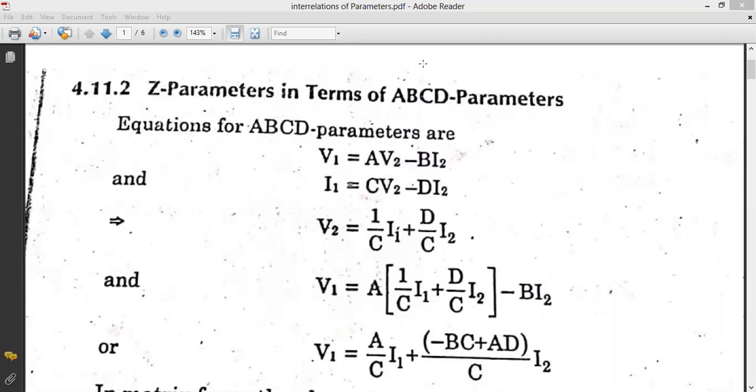Now, after that, we discussed the interrelations. Interrelation means what is the relation between one parameter in terms of another parameter. We discussed the interrelation between Z and Y parameter. In that case, Z in terms of Y has a certain equation: on the left hand side we have Z11, Z12, Z21, and Z22, and on the right hand side you have Y22 upon del Y, minus Y12 upon del Y, and so on. Based upon that, we have to interrelate all the other parameters. Clear?